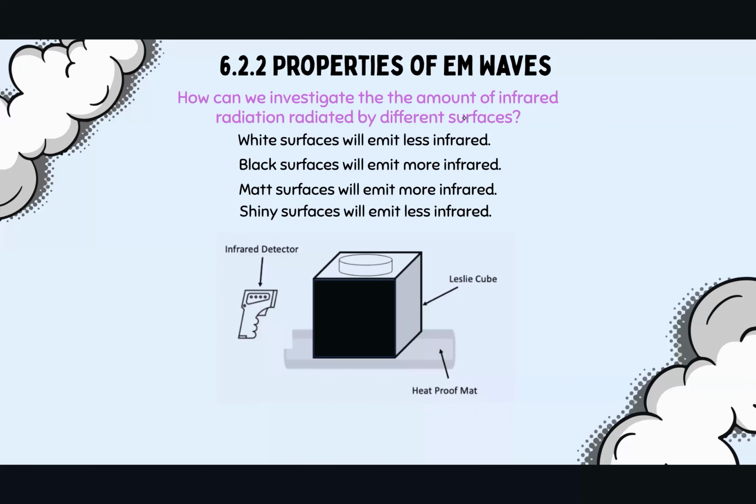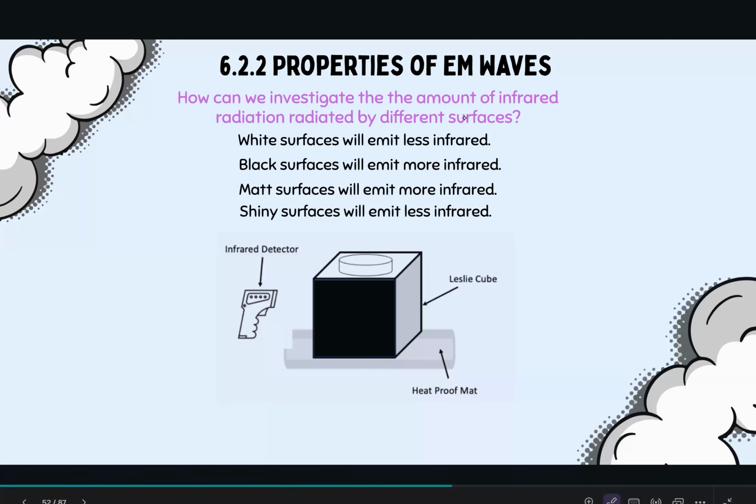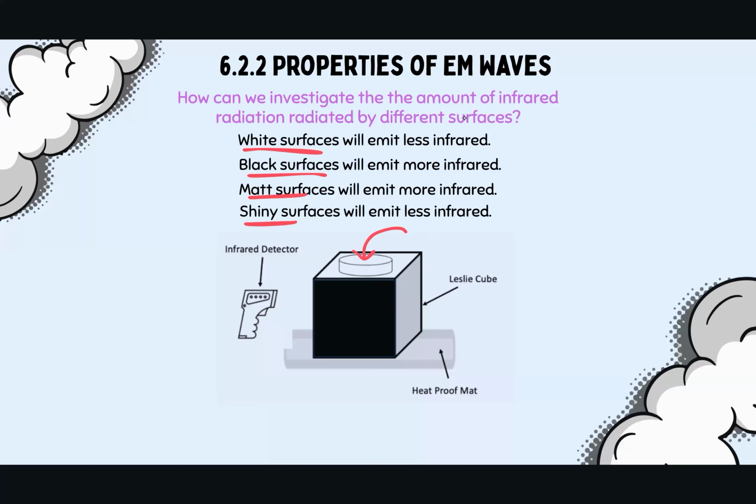Okay, properties of electromagnetic waves. How can we investigate the amount of infrared radiation radiated by different surfaces? So this is a Leslie cube, and the way the Leslie cube works is you add boiling water inside the Leslie cube. The Leslie cube itself has different surfaces: white surface, black, matte, and shiny. And there's a few different ways of doing this. You can use an infrared detector. That's the most accurate. And then you can measure how much infrared radiation is coming out of each one.